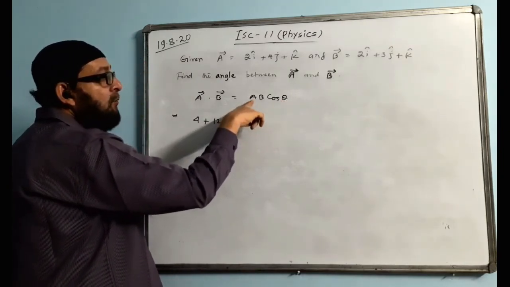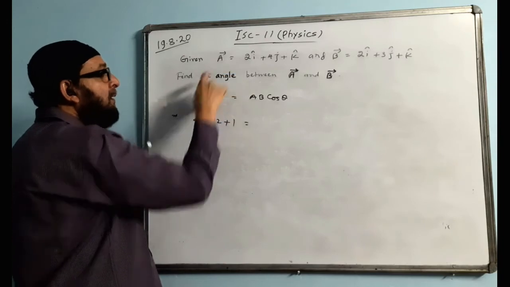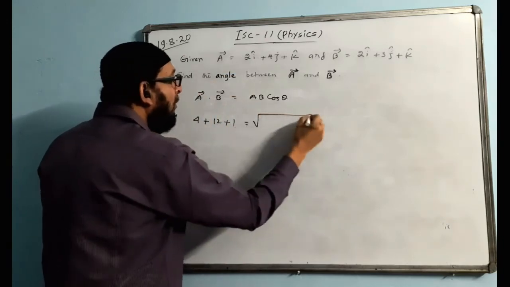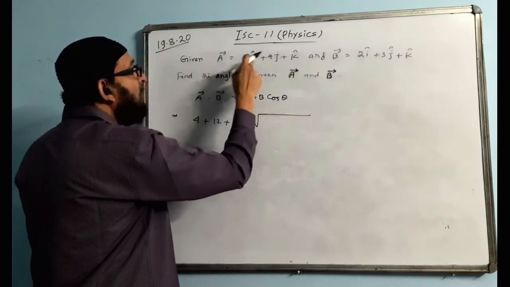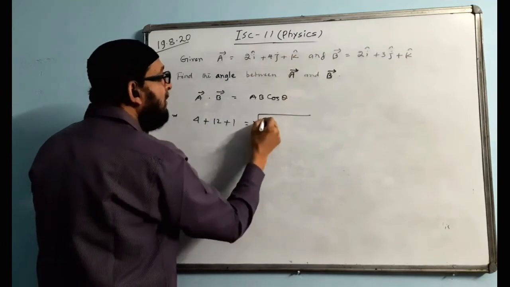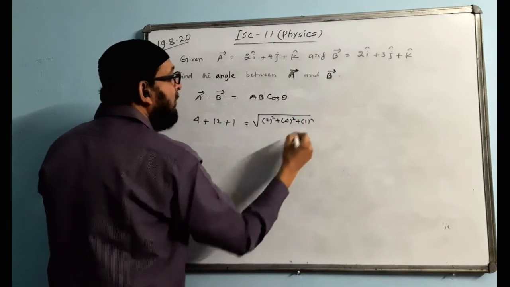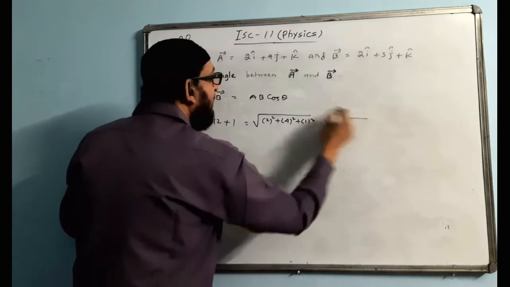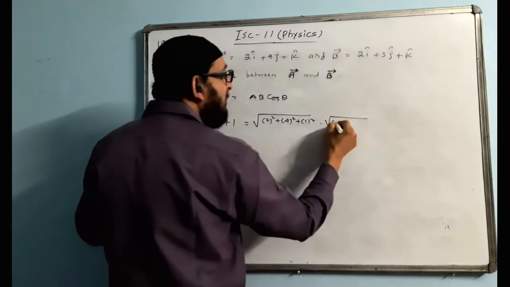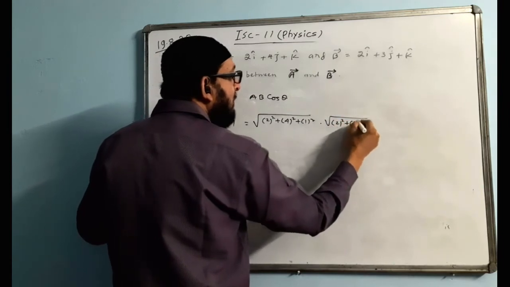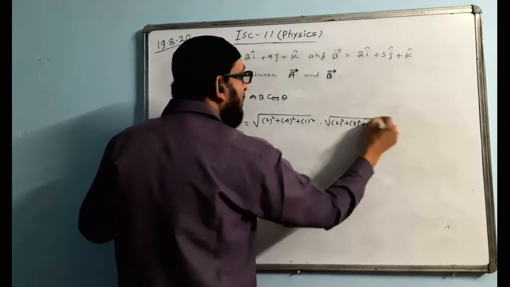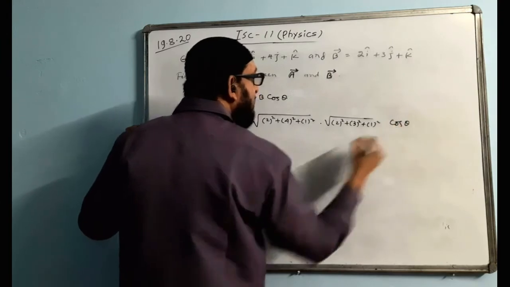So |a|, what is the meaning of |a|? It is the magnitude of vector A. Previously I taught how to find the magnitude: square of this, square of this, square of this, that is the Pythagoras theorem. Root of 2 square plus 4 square plus 1 square. Magnitude of vector B, the same way: root of 2 square plus 3 square plus 1 square. And cos theta we will keep as it is.